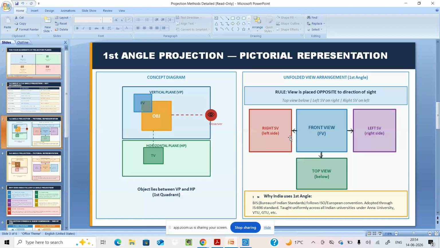For me, it's clear. Clearly, the front view will be here. The top view will be below the front view on the sheet, and the left side view will be on the right side, and the right side view will be on the left side.